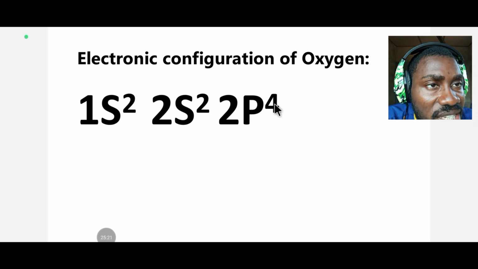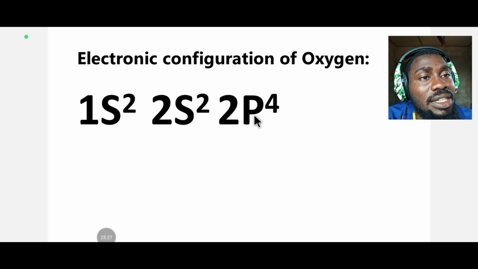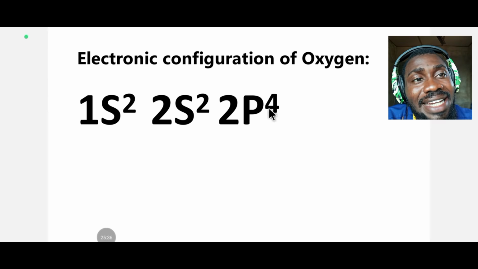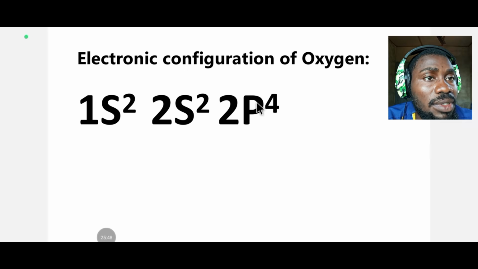But if we put 6 here as the maximum electrons that the p orbital can take at a given time, it's going to be the electronic configuration of another element, the element whose atomic number is 10. What element has atomic number 10? Neon. So the element neon has the atomic number 10.